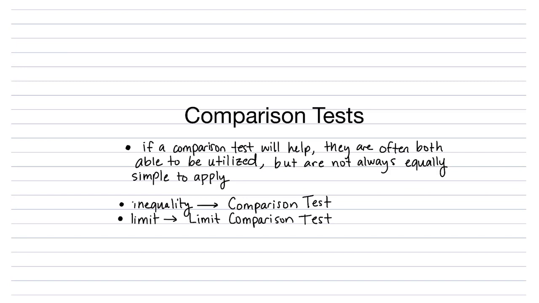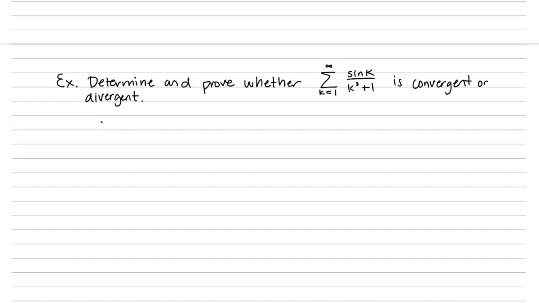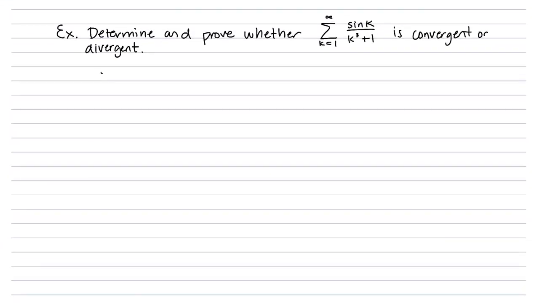Okay, so let's take a look at some series where we're going to utilize these and just see what tends to lend itself better to one versus the other. So for our first example, we're going to determine and prove whether the series sine k over k cubed plus 1 is convergent or divergent. Okay, so the first thing that jumps out at me about this series is the sine function. So whenever I'm looking at my basic trig functions, such as sine and cosine, I am seeing that I can compare this series to a series that relates to -1 and 1.